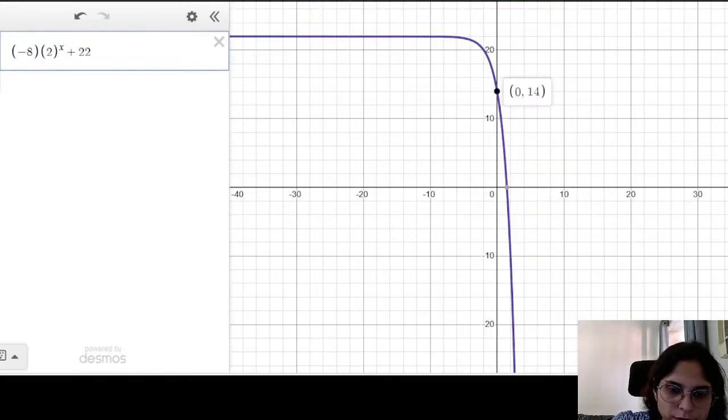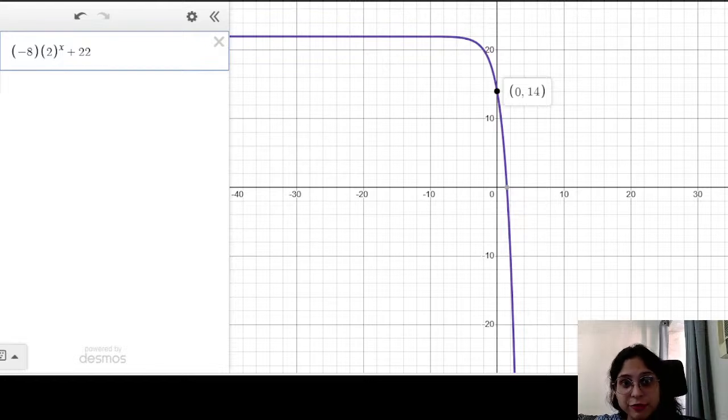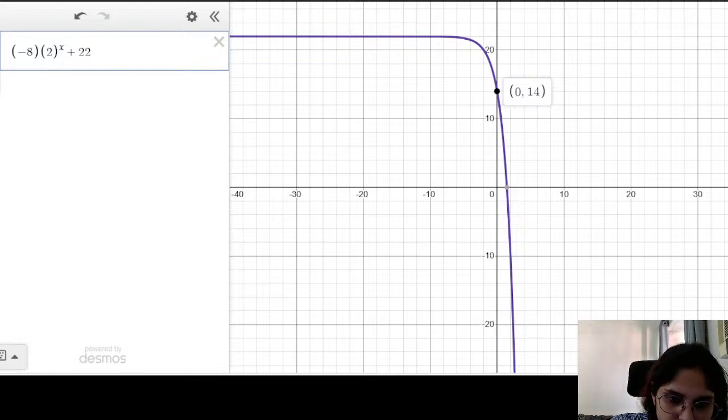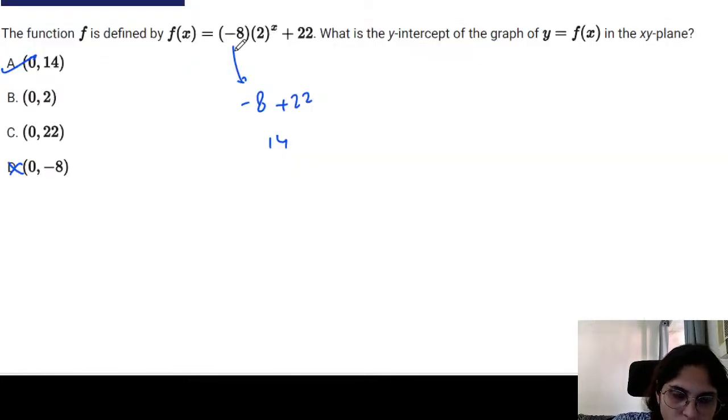Zero, 14. So be very careful when you're adding something. That means you have to add that to your A value as well to get the y-intercept. It's not going to be -8, so you cannot directly write -8. So y-intercept is going to be A plus K because you're adding something. So -8 plus 22.